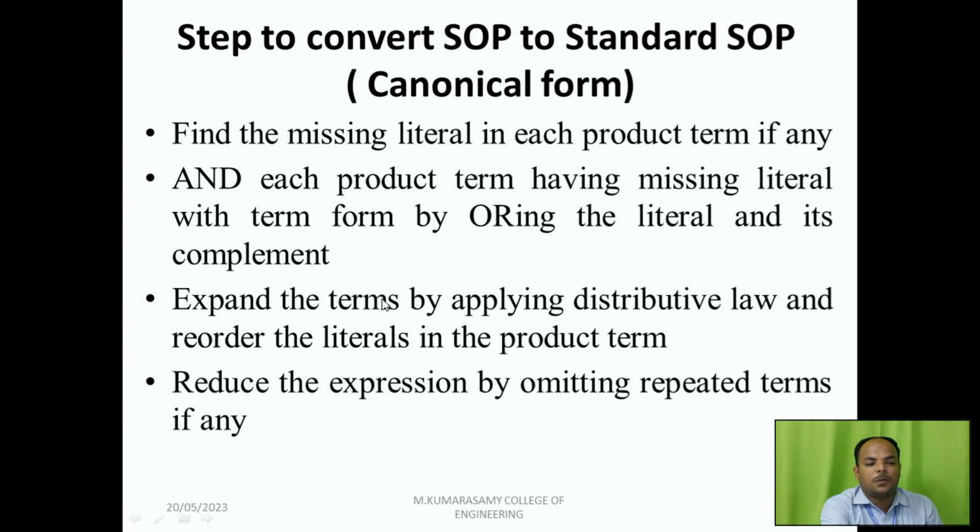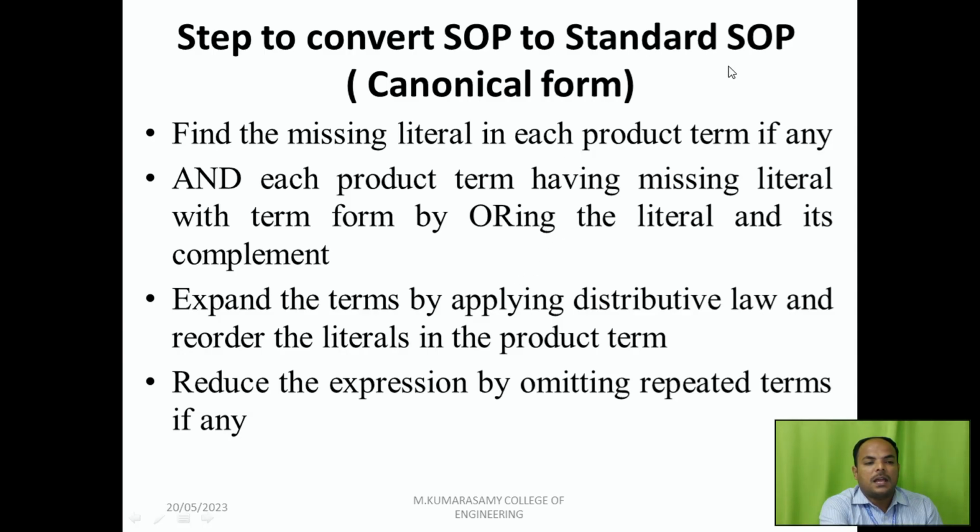Next, after this process, we want to expand the terms by applying the distributive law, which we have already seen in our Boolean algebra. After applying the distributive law expansion, we want to reorder the literals in the product term. After reordering, we want to reduce the expression by omitting the repeated terms. Suppose you have AB plus AB, we may write only one AB, since the property is A plus A equal to A. These are the steps to convert SOP to standard SOP.